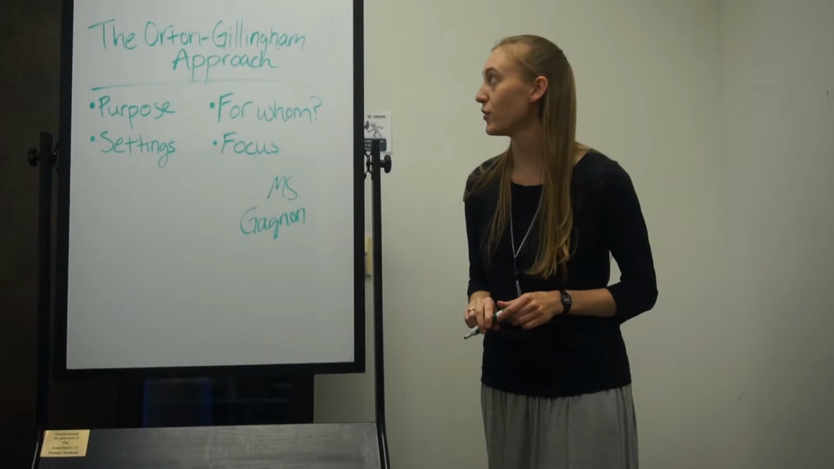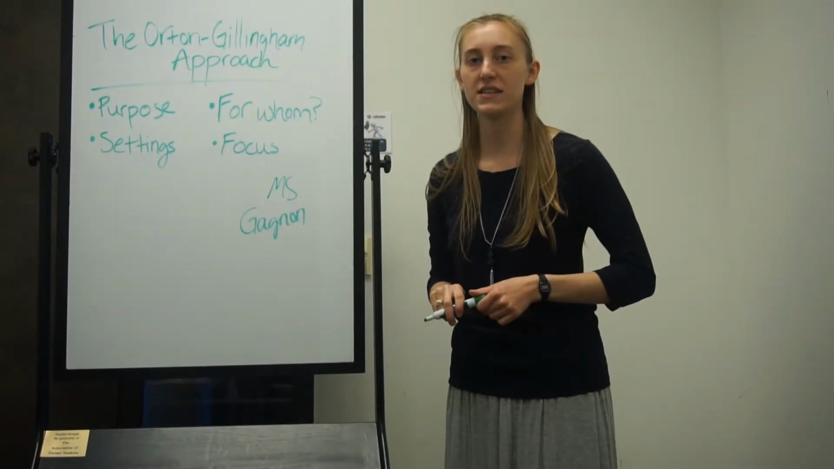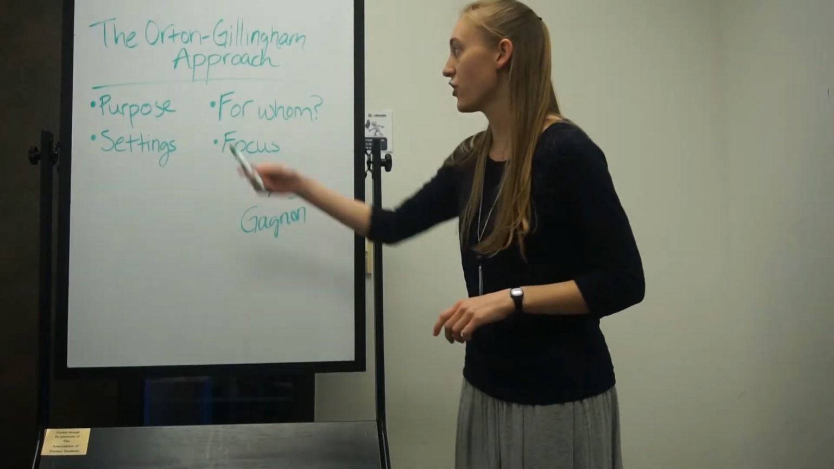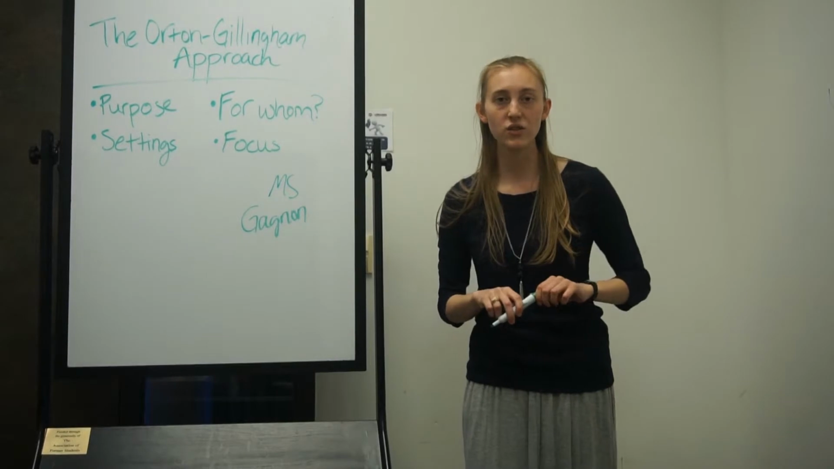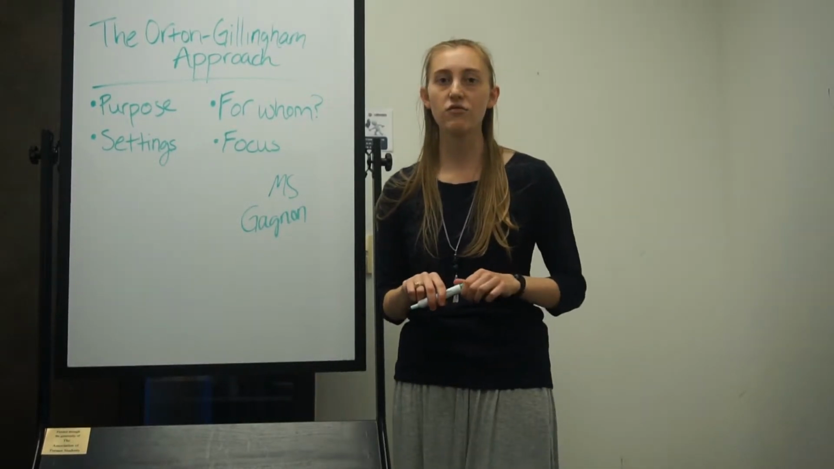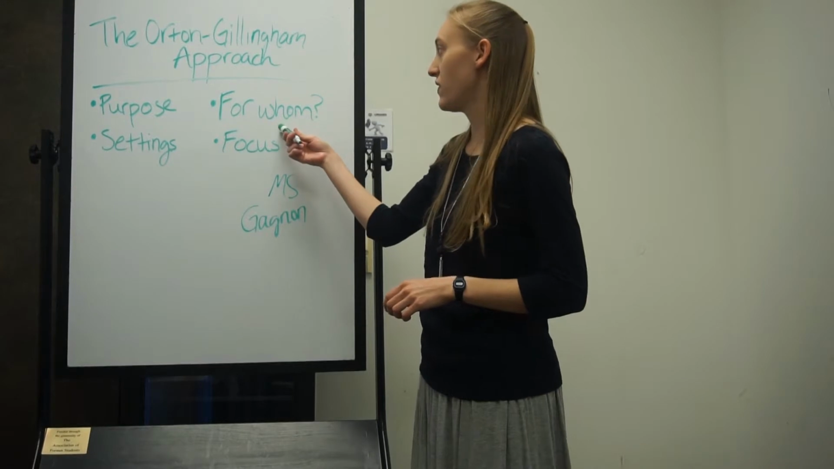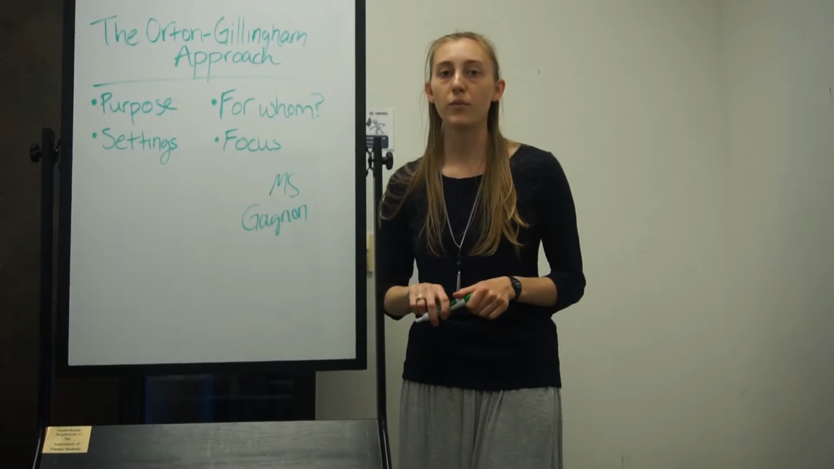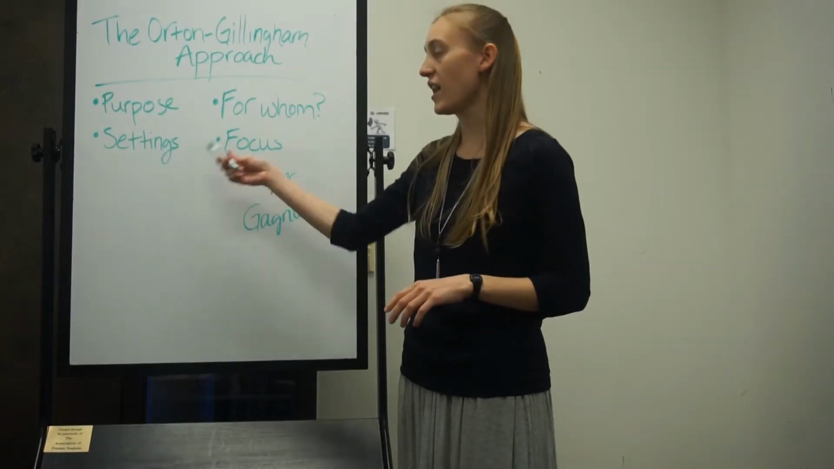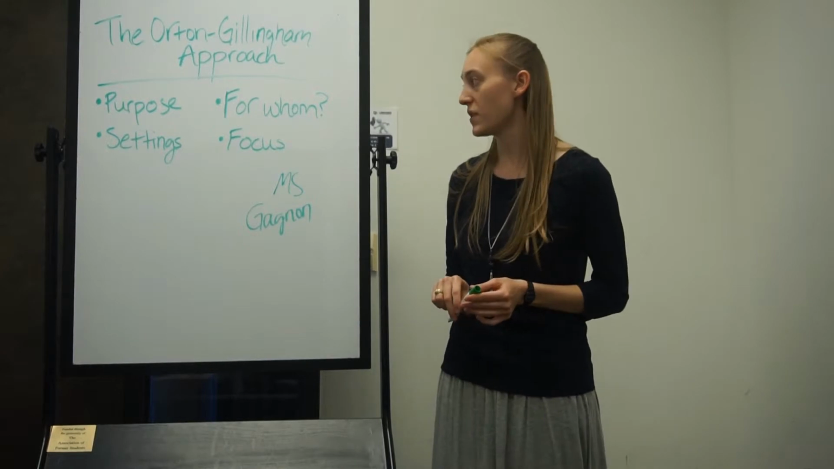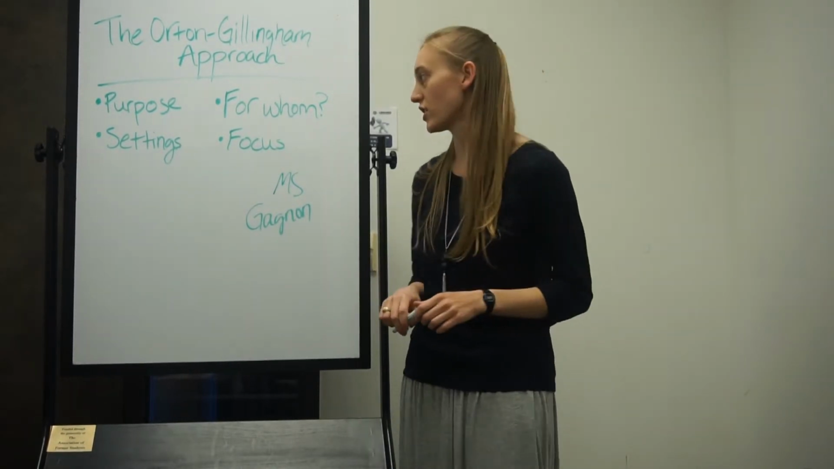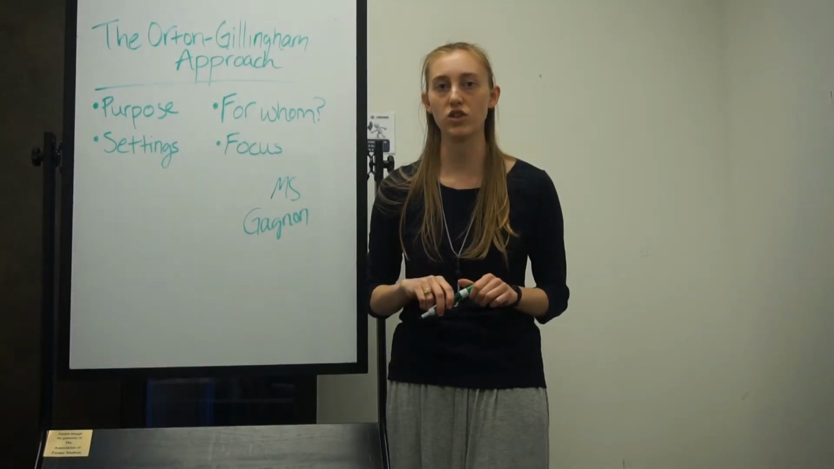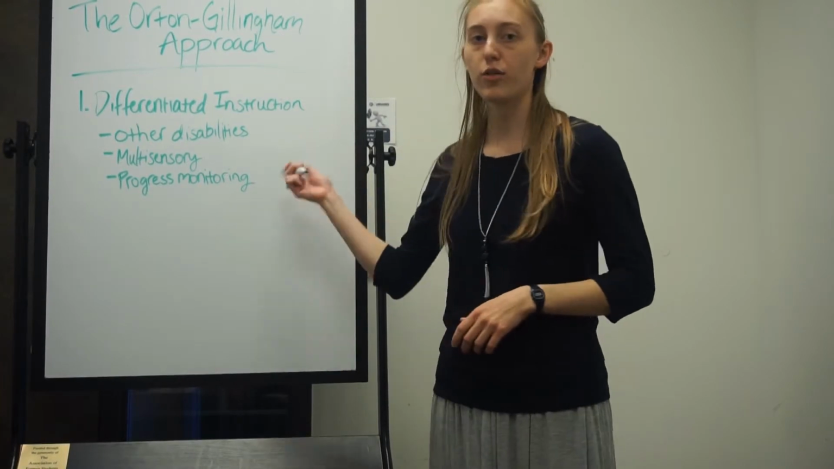And today I want to talk to you about the Orton-Gillingham approach, which is a research-based intervention for students with dyslexia. So the purpose of this intervention is to increase student competence in reading, writing, and independent learning. This approach is for students and adults of all ages but early intervention is preferred. The setting is one-on-one, group setting, or class-wide instruction, and the focus is on increased sorting, recognizing, and organizing language components. This approach has 3 key components.